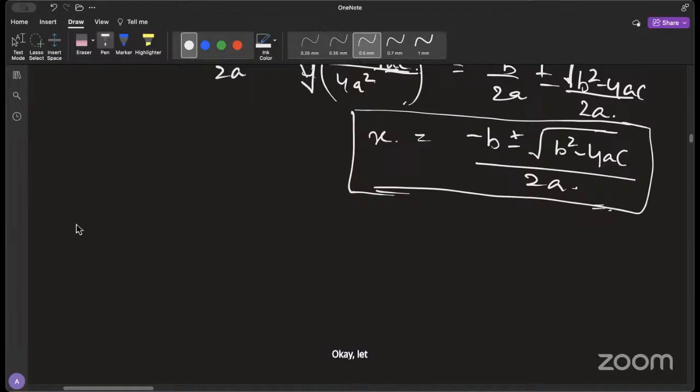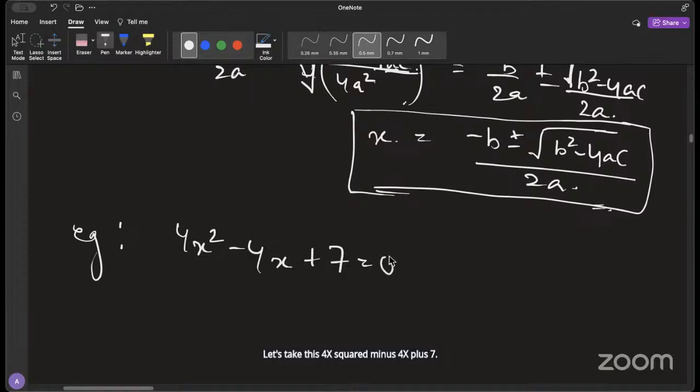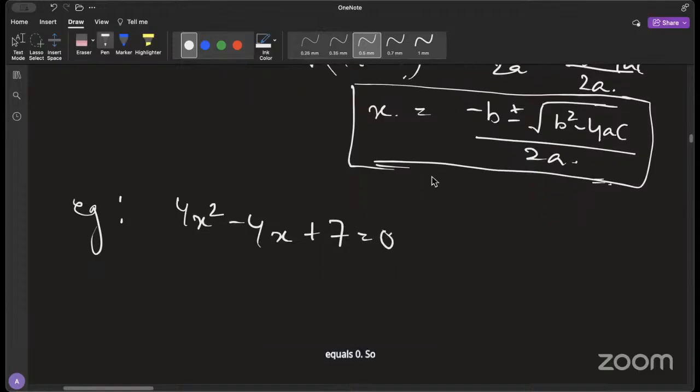Okay, let's do one example on this one. Let's take 4x square minus 4x plus 7 equals 0. So the formula is minus b. From here, your b is equal to minus 4, c is equal to 7, and a is equal to 4, right?